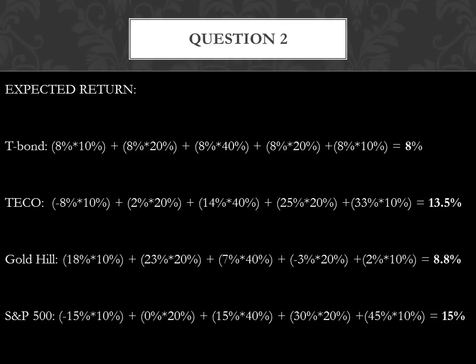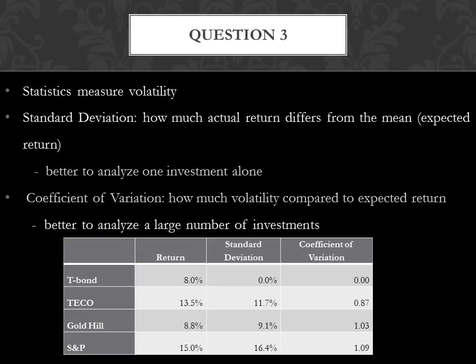The expected return of each security is calculated using a weighted average of the returns and their respective probabilities. Standard deviation and coefficient of variation measure volatility risk. The standard deviation measures how much the actual returns differ from the total expected return. The coefficient of variation measures how much volatility there is compared with the amount of return expected. The lower the ratio, the better the risk-return trade-off. The coefficient is a better tool to analyze the risk of a portfolio of many different investments because it is a relative measurement. When analyzing one investment alone, the standard deviation is a better tool because it is an absolute measurement.